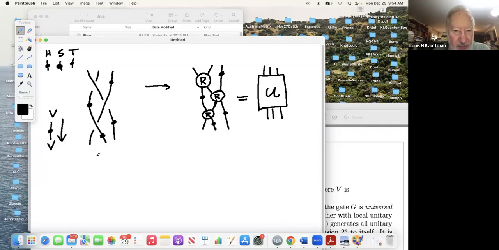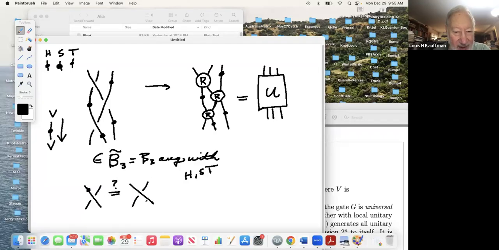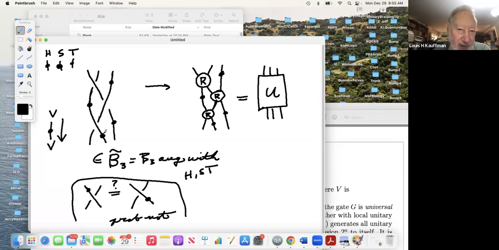So this would be a member of what I might call B3 tilde, which is equal to B3 augmented with H, S, and T. But H, S, and T don't have very pretty relationships with the R. You would like to have some relationships. Maybe it happens that this would be equal to this. Probably not. So you could, if you wanted to, investigate. I don't know that anyone has a complete description of what this group is, this augmentation of the N-strand braid group with the H, S, and T.